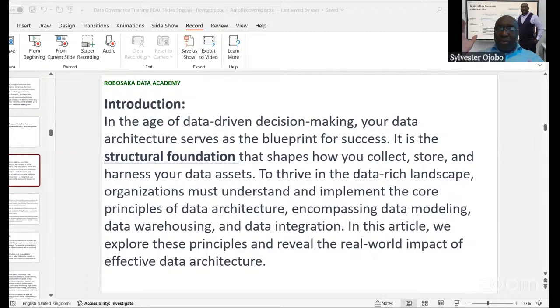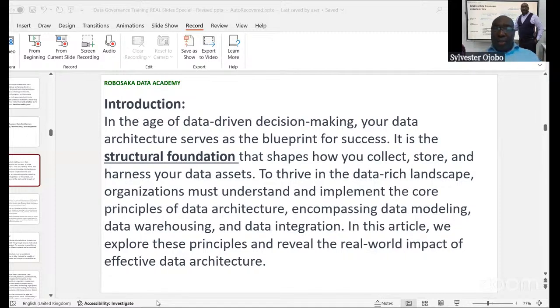So we need structures in place to hold firm your program. The architecture of data governance is actually the blueprint for success. If you want to measure your success and there is no structure put in place to make sure there is success, then it cannot shape your program. The structural foundation shapes how you collect, store, and harness your data assets. Data is a valuable asset.